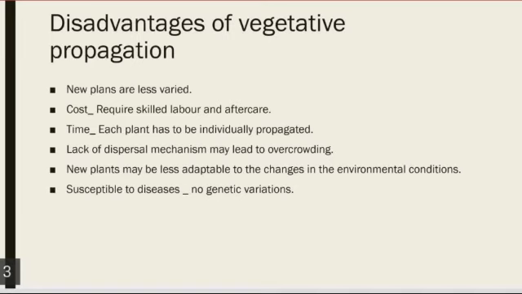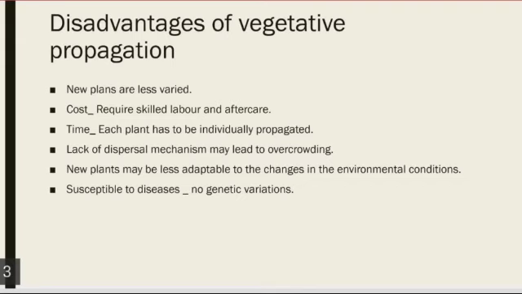In the case of tissue culture, grafting, layering and all, we know that we have to take care of the plantlets or the small plants. And it is a little time consuming. Each plant has to be individually propagated. And lack of a dispersal mechanism may lead to overcrowding. So there is no method of dispersal by wind, water or any other agents. So there is a chance of overcrowding of the small plantlets.